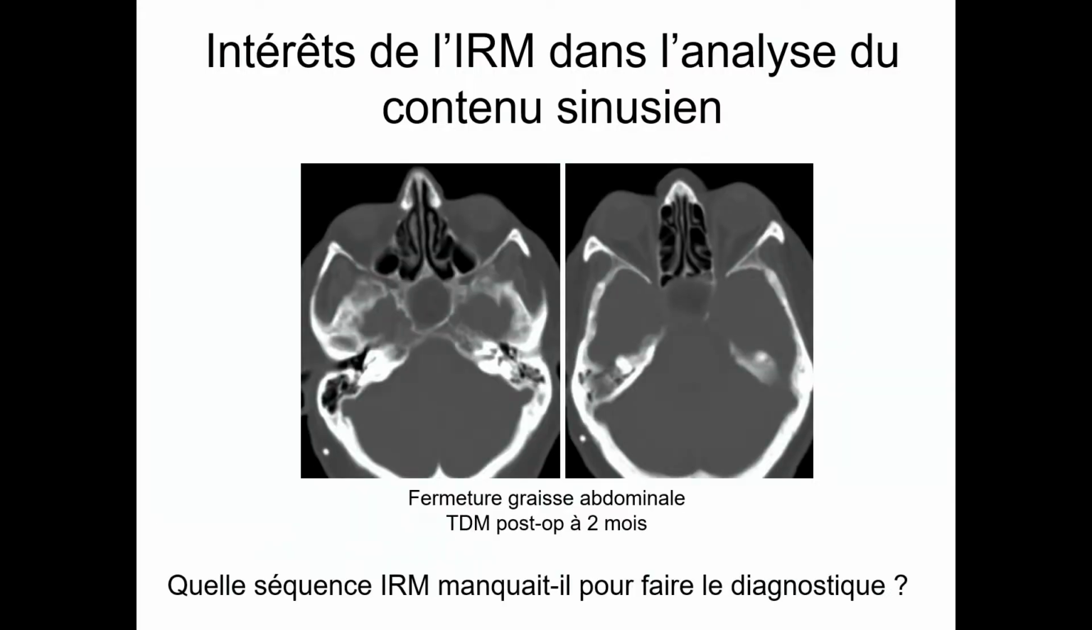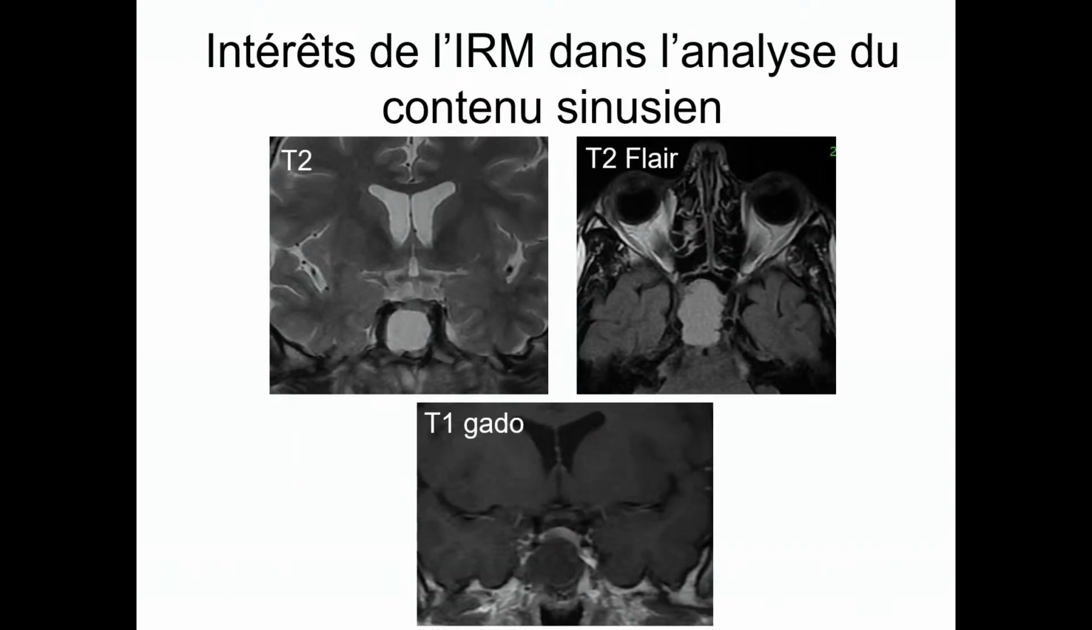Okay, this arachnoidocele was closed by abdominal fat. This is the CT scan 2 months after closure. Okay, and it's completely different if you analyze this other mucocele.